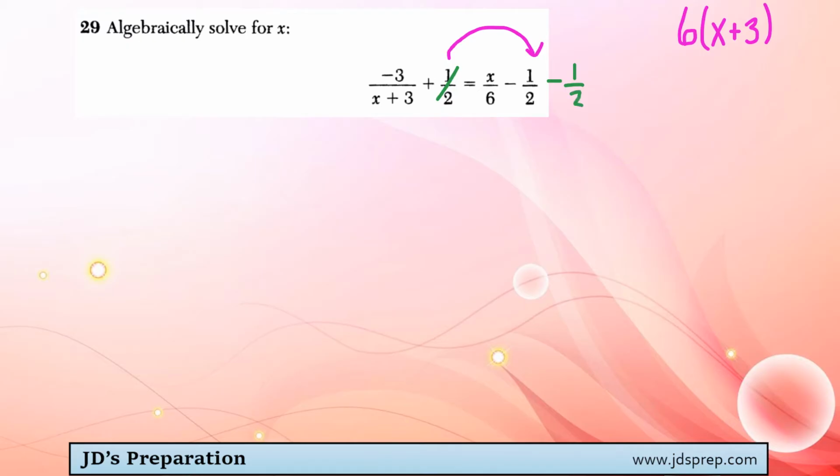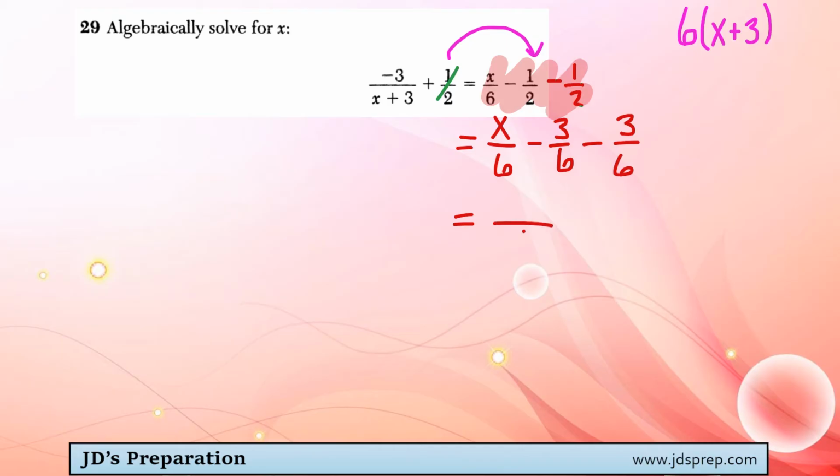And then I want to rewrite these three fractions to all have the same denominator. So it'll be x over 6 minus 3 over 6. I just got that by taking 1/2 and multiplying the numerator and denominator by 3, and minus 3 over 6. So we can write this as a single fraction now, because they all have a denominator of 6. In the numerator, we'll have x minus 3, which could be simplified to being just x minus 6.